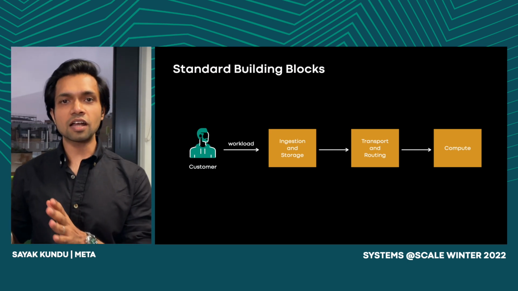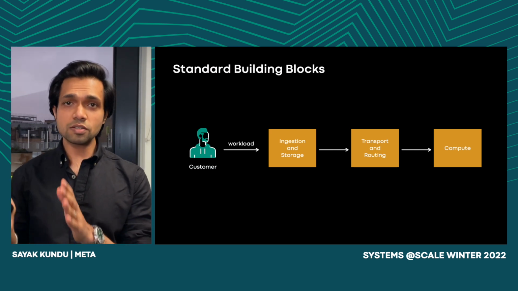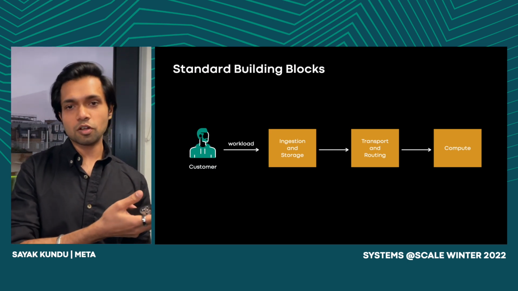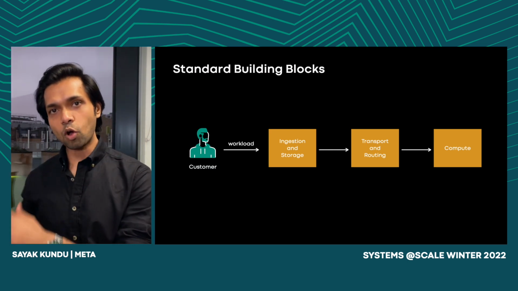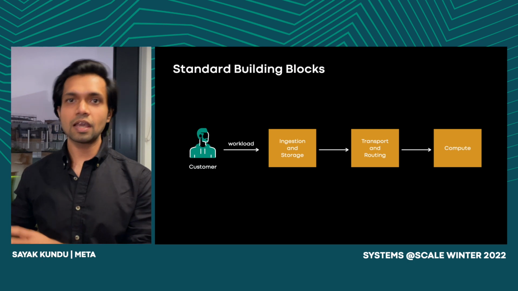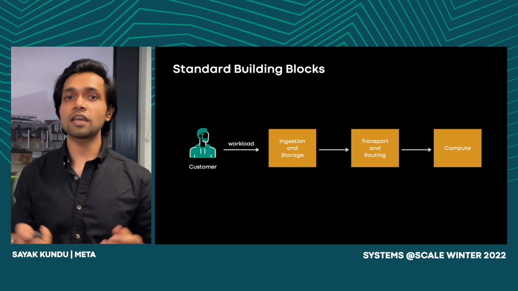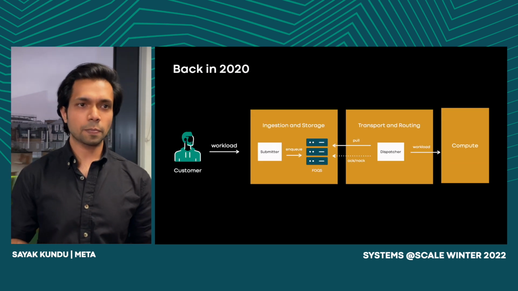Then we have the transport and routing layer, which is responsible for picking the items, or the workloads, from the buffer and sending them off for computation eventually. And the last one is the computation layer, where the items actually get executed during the runtime.